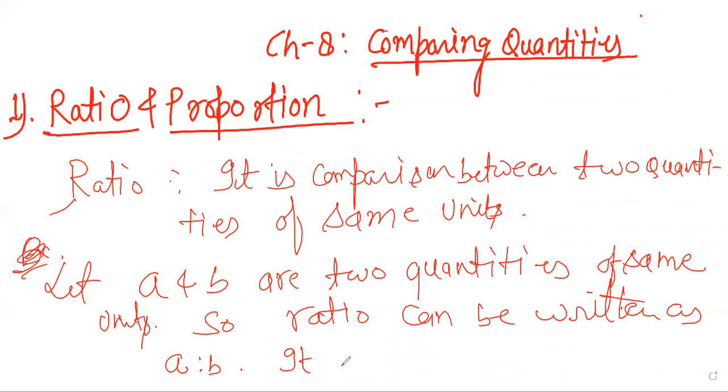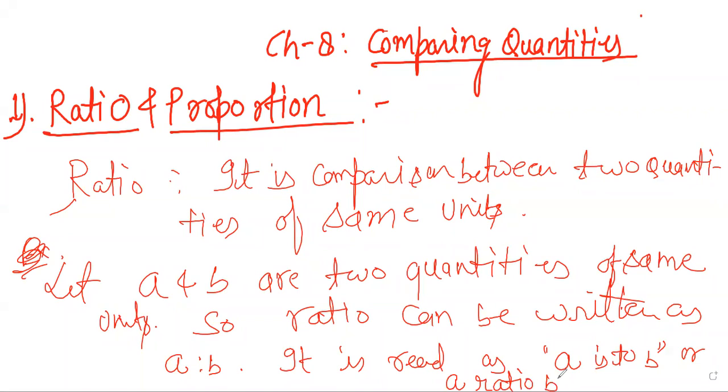It is read as A is to B or A ratio B. Please write these things in commas, this one and this one. Okay. Now this is your concept of a ratio, right class? Yes.